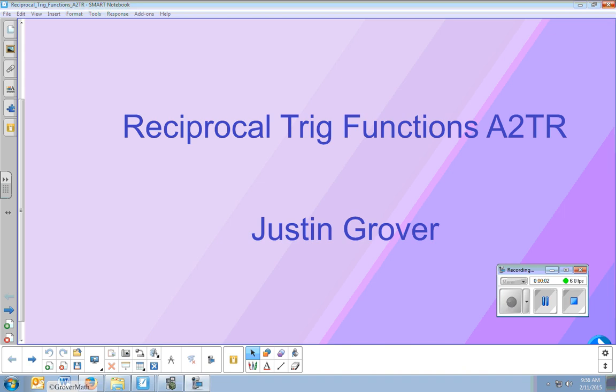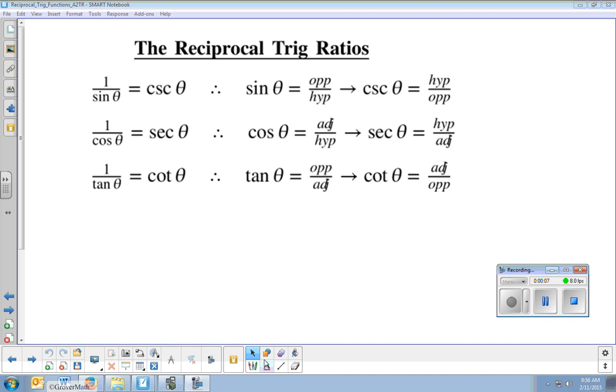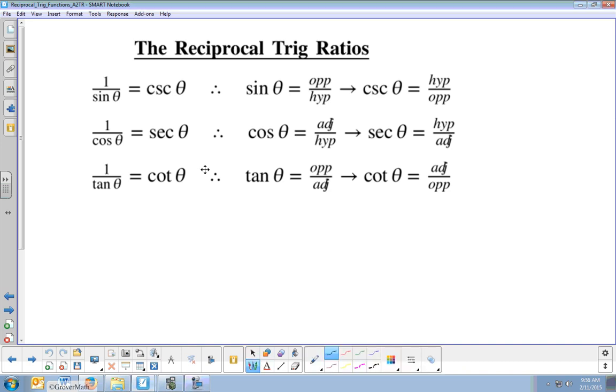Reciprocal trig functions, Algebra 2 trigonometry. So the notes on top of your page are the reciprocal trig functions. I don't know, maybe you've been wondering this or maybe you haven't been.